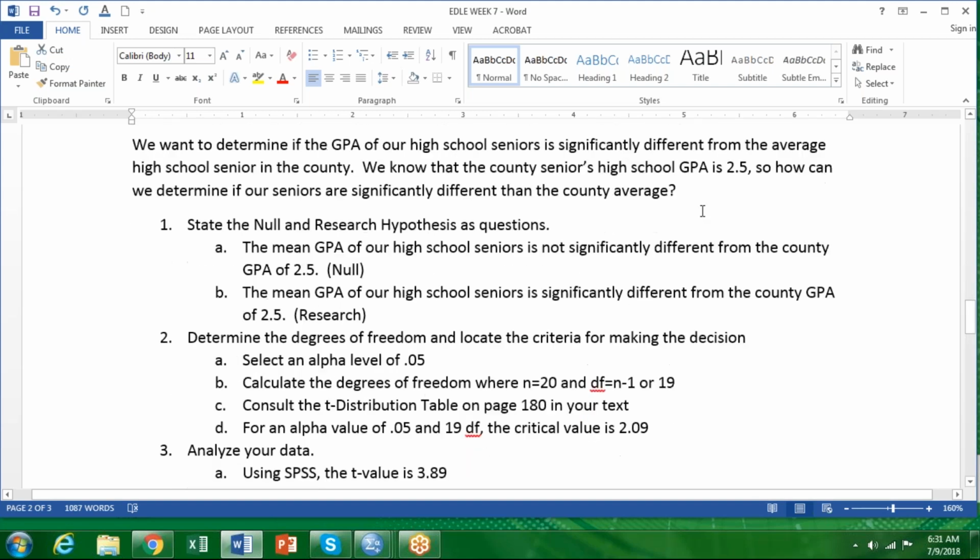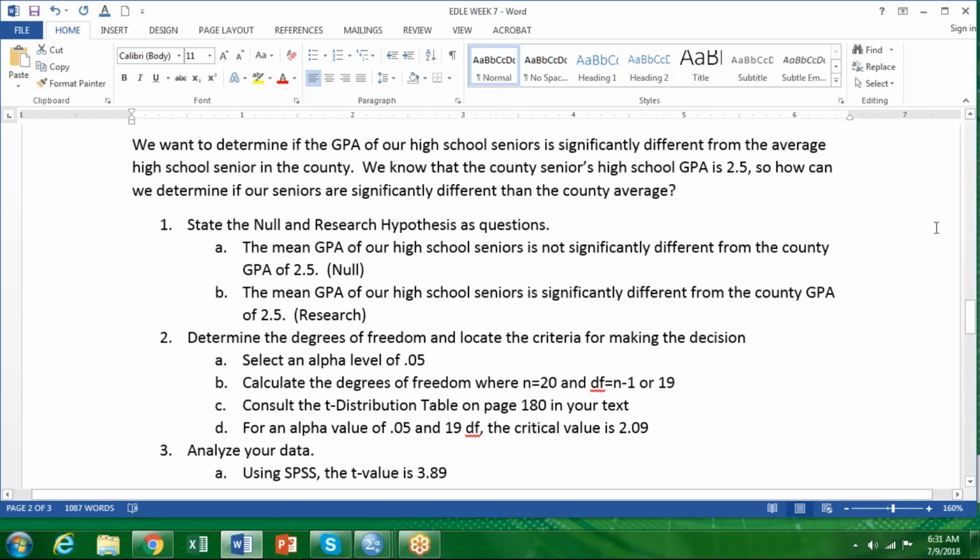I believe it's on page, starts on page, hang on. Starts on page 77. Didn't have my marker in there. So we're going to do a one samples t-test.